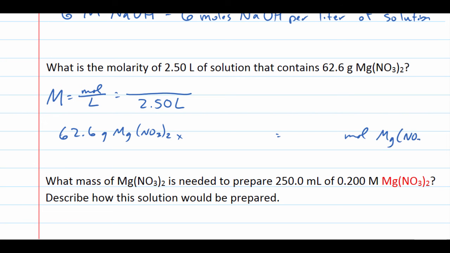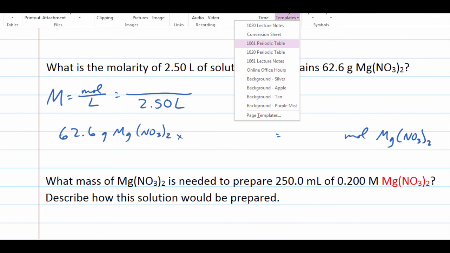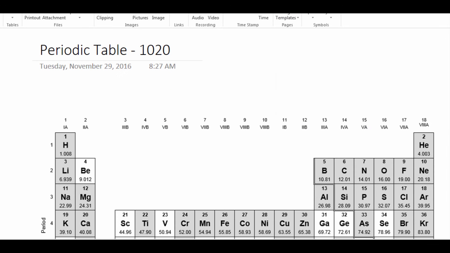Now this is where we need to go back to some stuff that we did earlier this semester. Let's assume now that you know how to calculate the correct values. What do we need to find? Molar mass. So let's go ahead and find that molar mass. To find the molar mass, we need to go back to our periodic tables. So we'll put in a periodic table here.